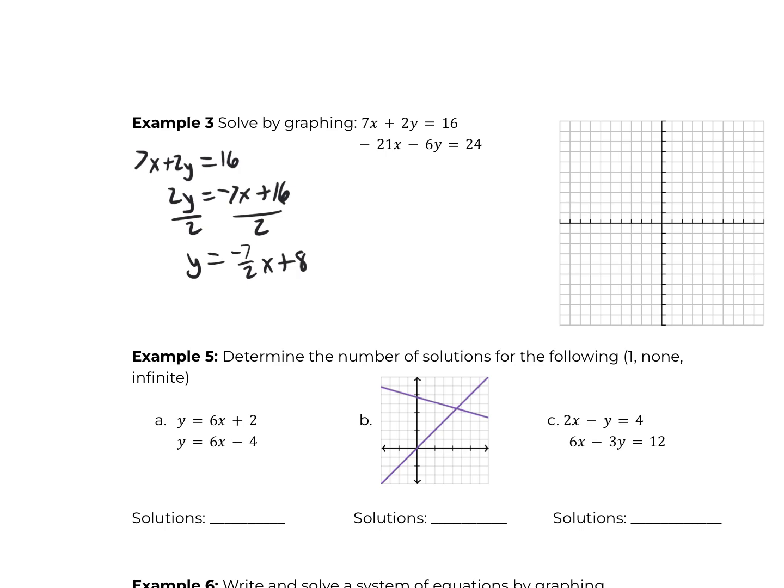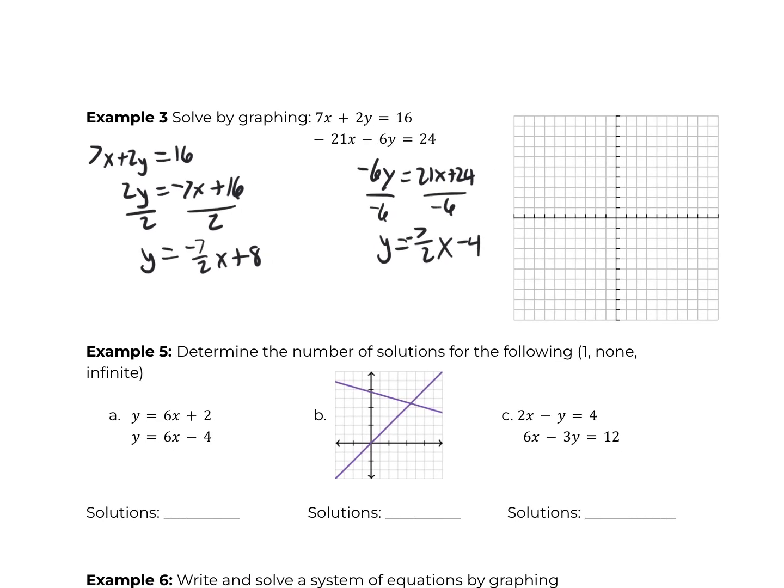And then on the second equation, I'm going to add 21x to both sides. Oh, that's what should be a y. So 6y equals 21x plus 24, and then divide by negative 6. I can't divide 21 by negative 6 evenly, but I can simplify that. Both of those are divisible by 3, so that simplifies to 7 over 2, and there's going to be a negative because this negative 6 was there. So it's negative 7 halves x, and then 24 divided by negative 6 is negative 4. So negative 7 halves x minus 4.